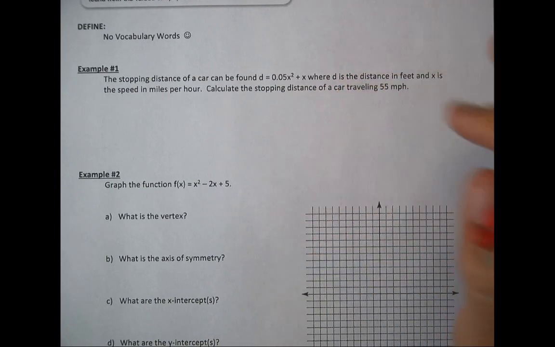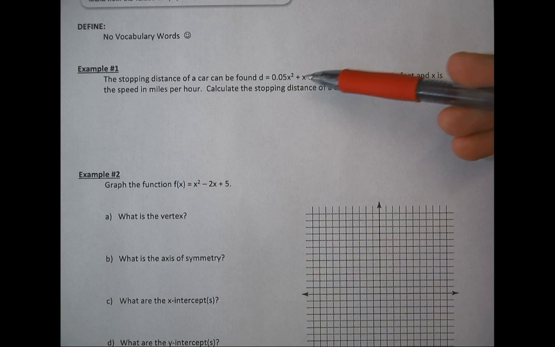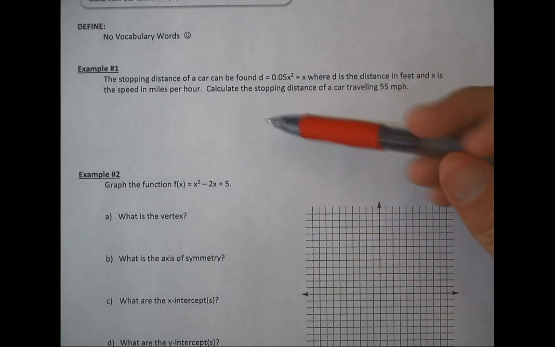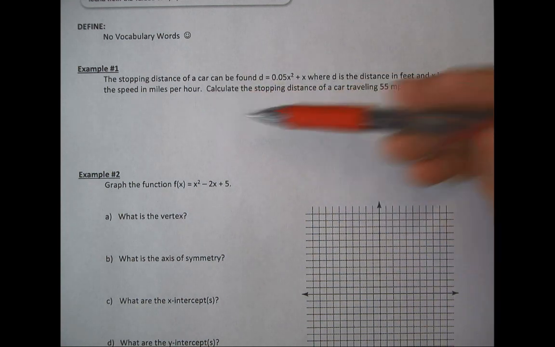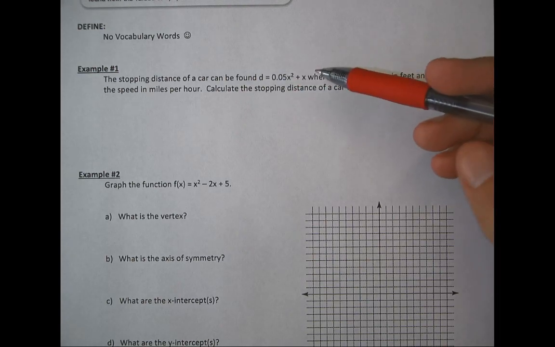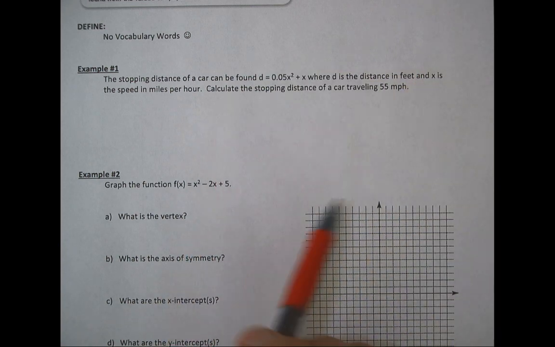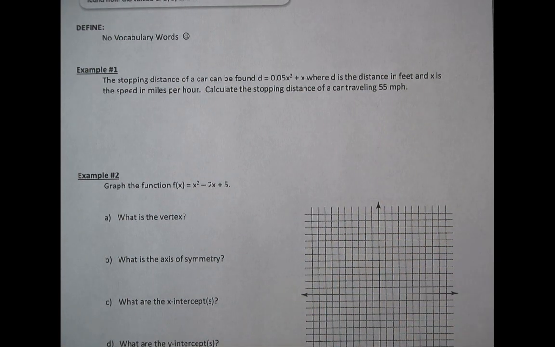Example number 1. The stopping distance of a car can be found using this formula: d equals 0.05x squared plus x, where d is the distance in feet, and x is the speed in miles per hour. So you plug in for x in those two spots for how fast the car was going, and you can find out how long it's going to take that car to stop. Calculate the stopping distance of a car traveling 55 miles per hour. So we're going to put that in for x, and find out what d, the distance, is.